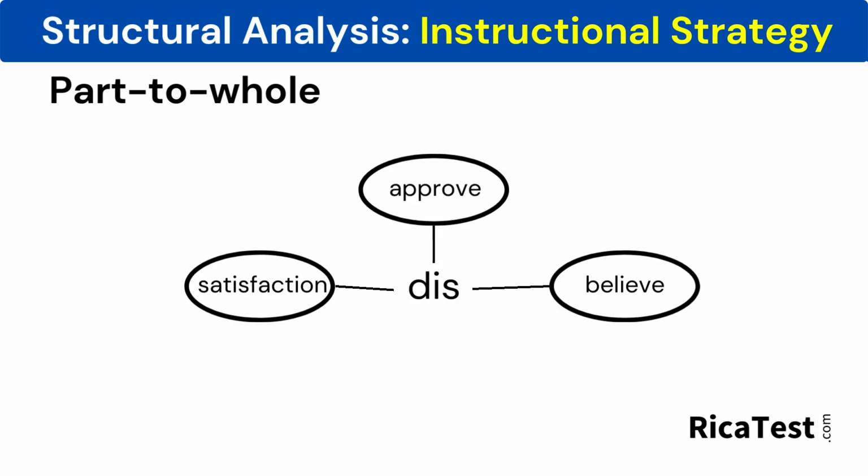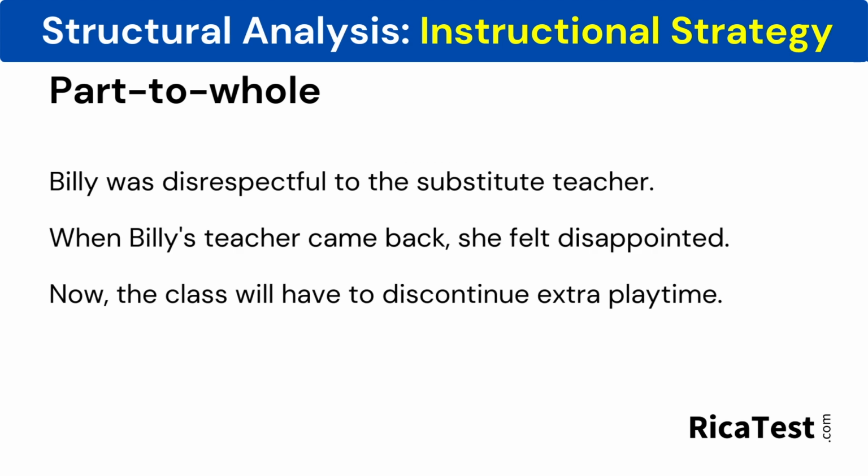Then the teacher creates a word web by eliciting dis words that the students already know. If they don't know any, you as the teacher will simply tell them examples. In this case, we have dissatisfaction, disapprove, and disbelief. Now the teacher and students work together to use the target words to try and create sentences. The teacher writes these sentences on the board, and the students write the same sentences in their writer's journals.